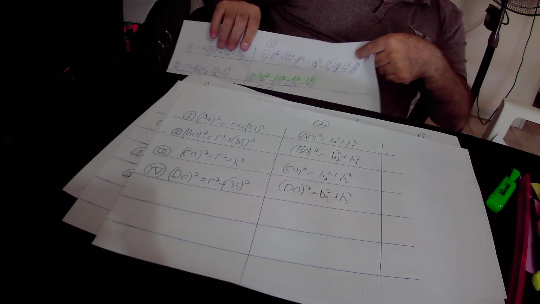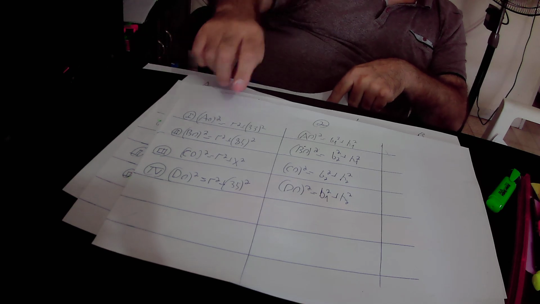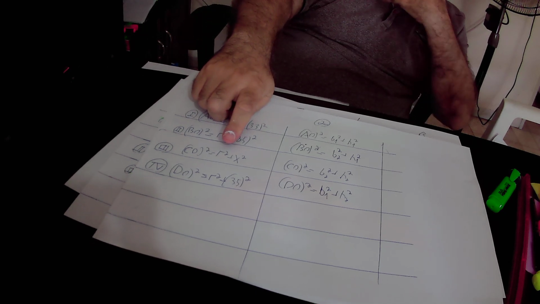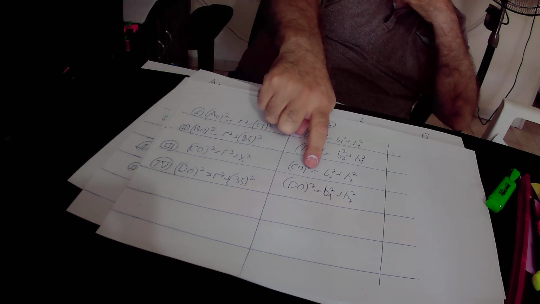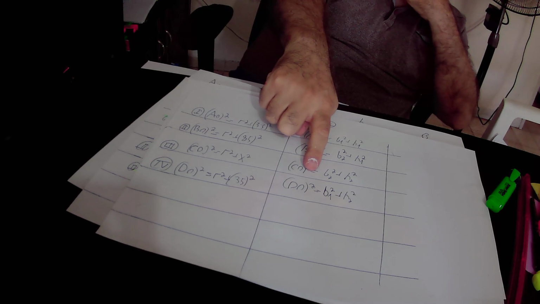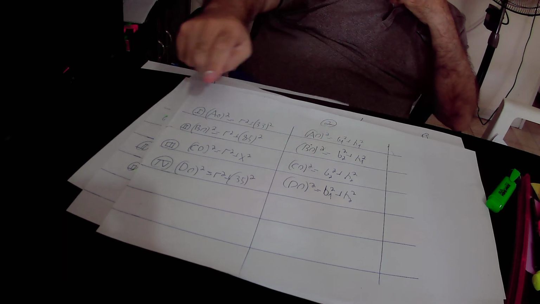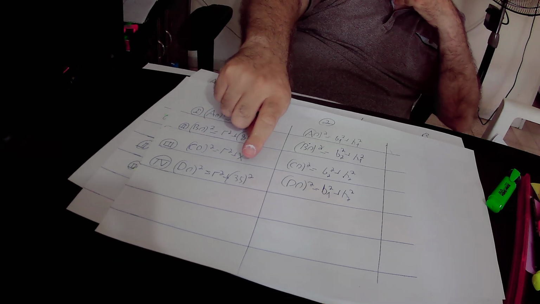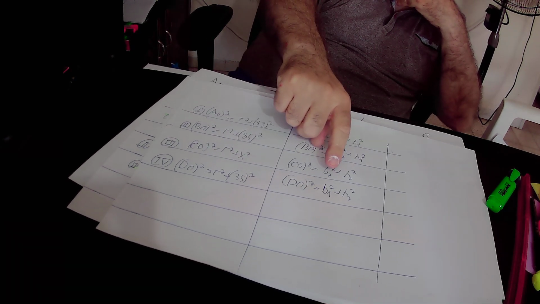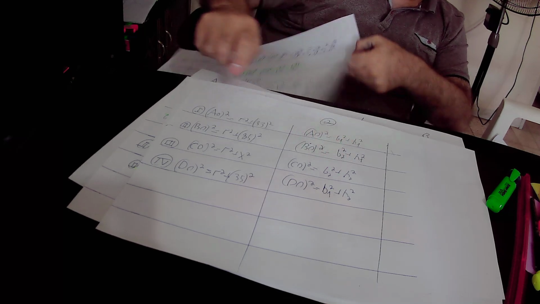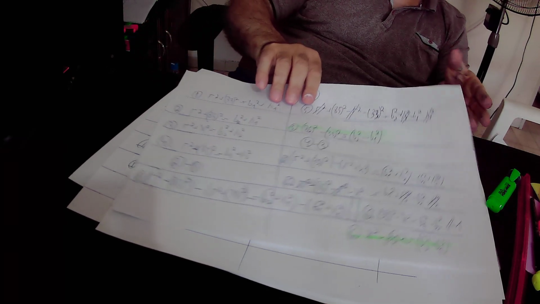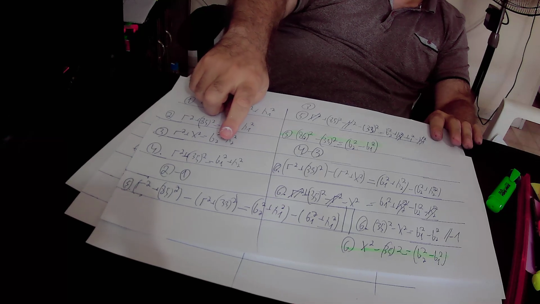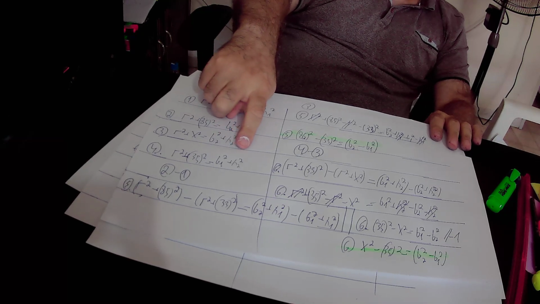Then we created equation number 4, which states that DO square according to equation number 1 must be equal to DO square according to equation number 2. That is to say, R square plus 35 square equals B1 square plus H2 square.